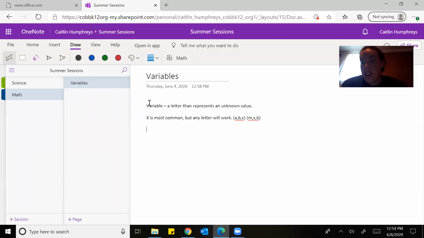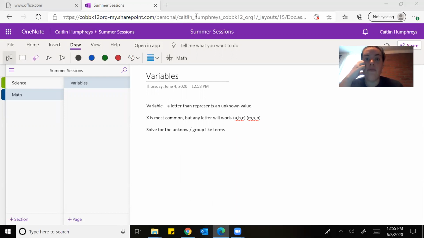So there are a lot of different things you can do with variables. You can solve for the unknown, or you can group like terms. So I think the easiest way to start is grouping, and then we'll go to two-sided and solving. So I did go ahead and pull up an example question here from my Google Classroom that I have made, which is on the other window. So let me go here.